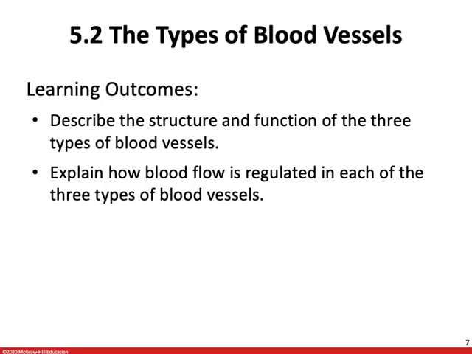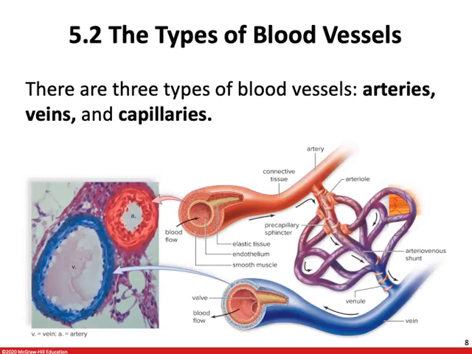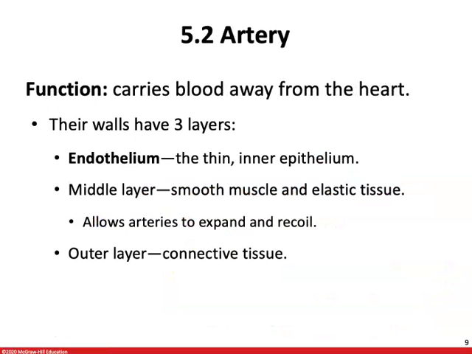Alright, section 5.2, the types of blood vessels. There are 3 types of blood vessels: arteries, veins, and capillaries. The arteries are going to be responsible for carrying blood away from the heart. The capillaries are responsible for the exchange of materials inside of the tissues, whereas the veins are going to be carrying the blood back to the heart. So we're going to go through each one of these individually, starting with the arteries.